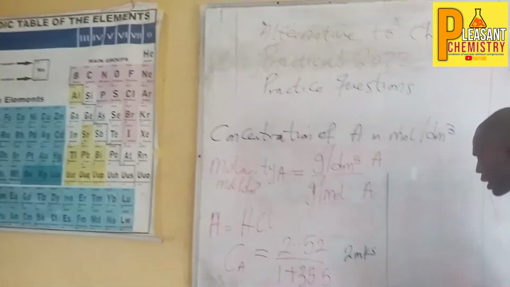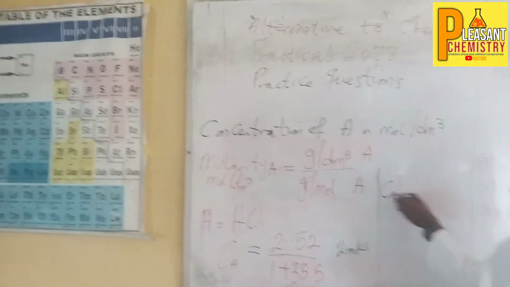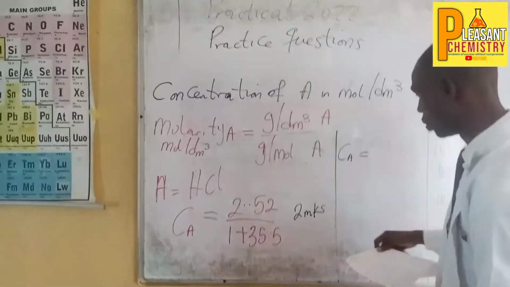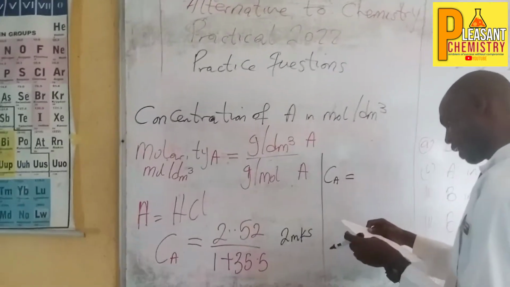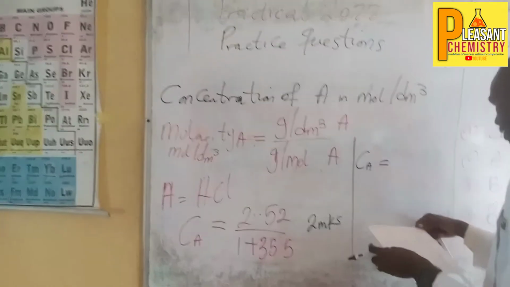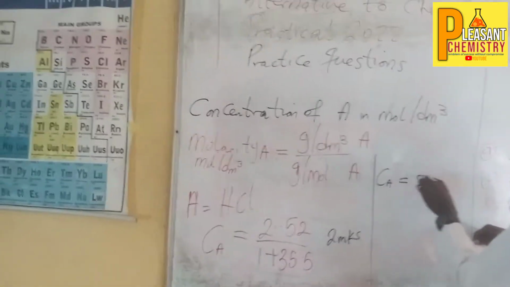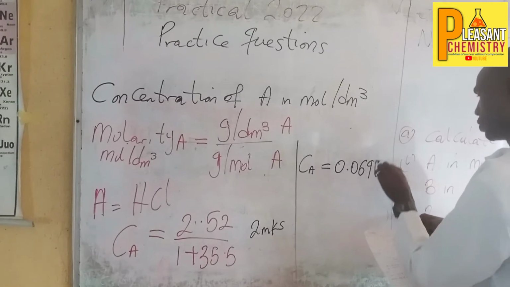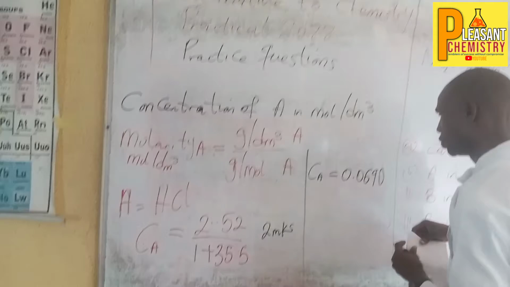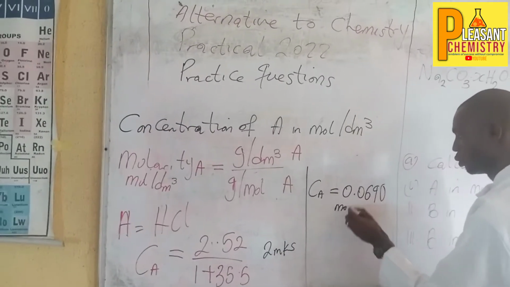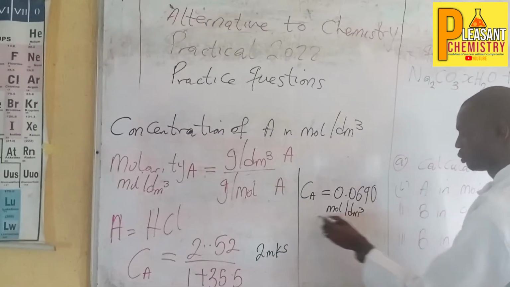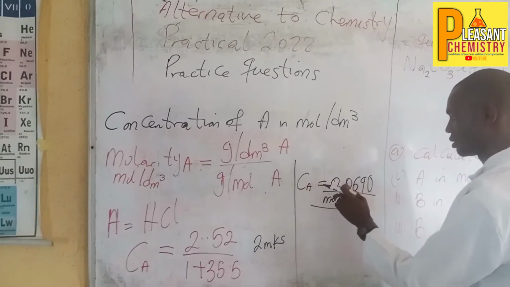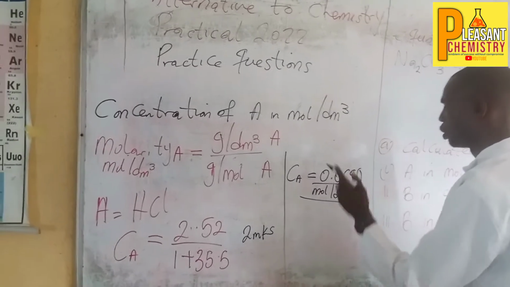And by the time we calculate that, our CA is what? If you press your calculator, our CA will be equal to 0.0690. And what's the unit? The unit is in mole per dm cube. So our final answer, our CA is 0.0690 mole per dm cube.